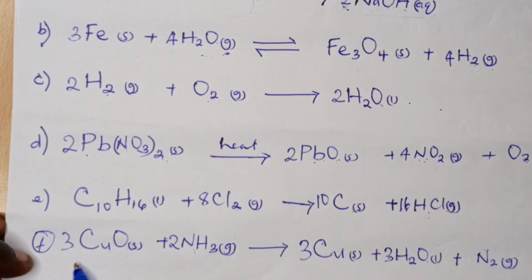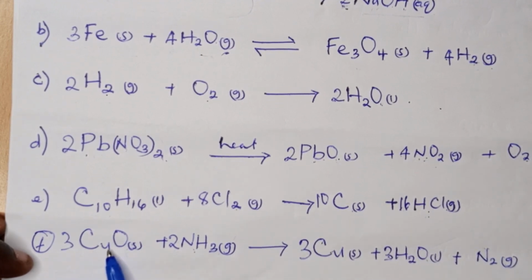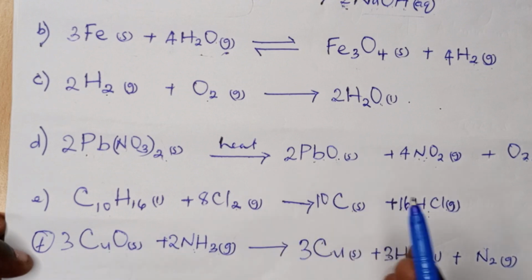So when you try checking throughout the equation, you realize that the number of atoms of each element present at the reactant side is balancing the one at the product side.